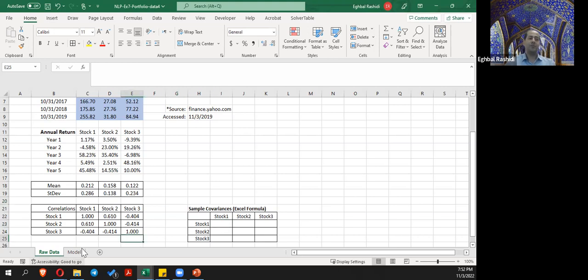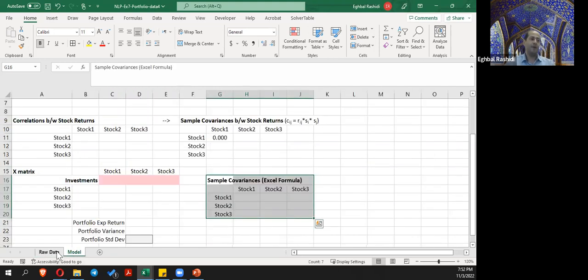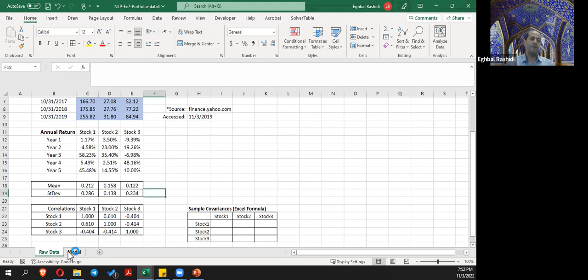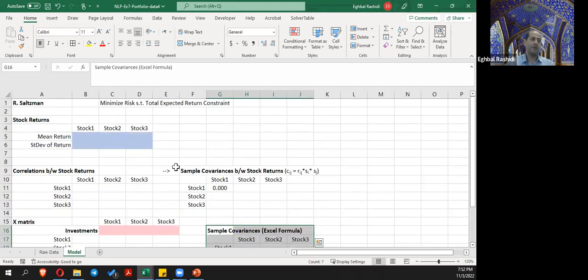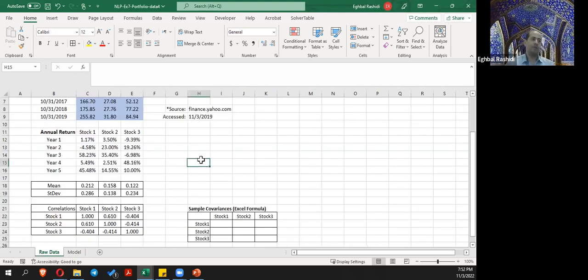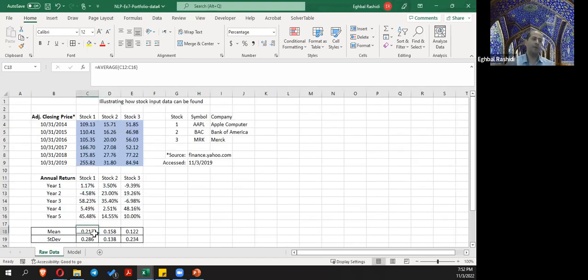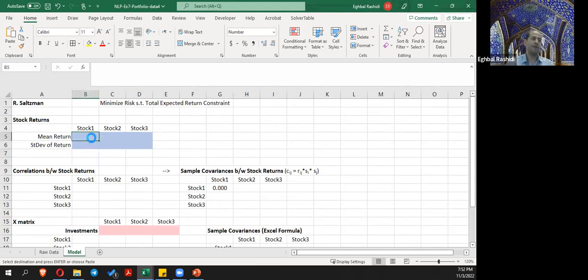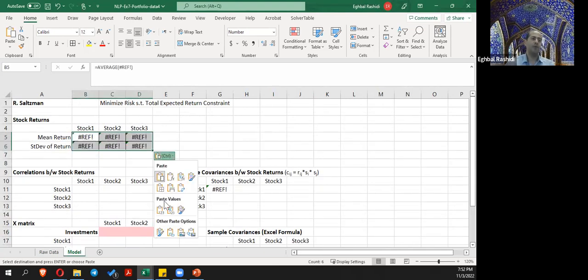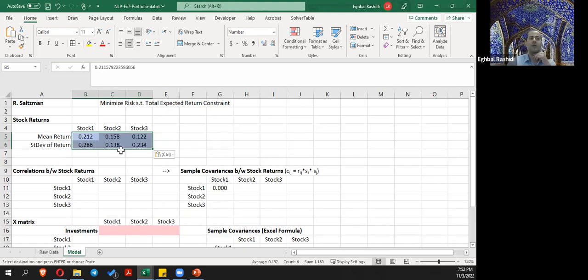Using the Excel function, I can directly find the covariance, but I can also use the correlation. So I'm going to copy this information from the raw data and copy it here. So I need to have my average and standard deviation of investment return for stock one and stock three. Then I'll only copy the numbers. So the input format would stay on tab.